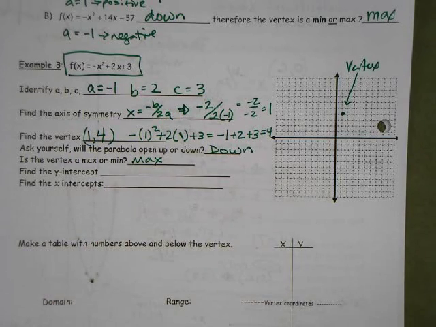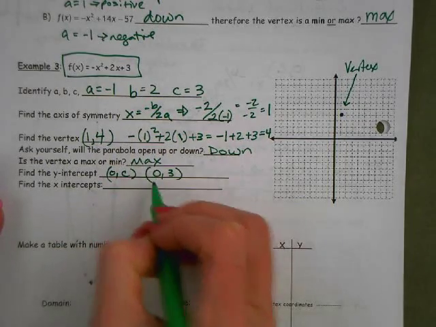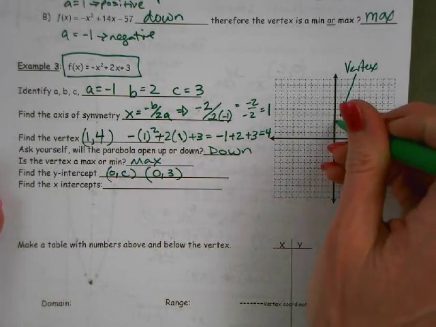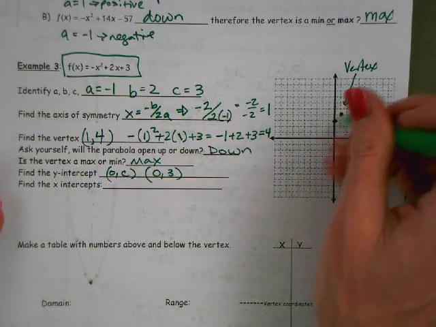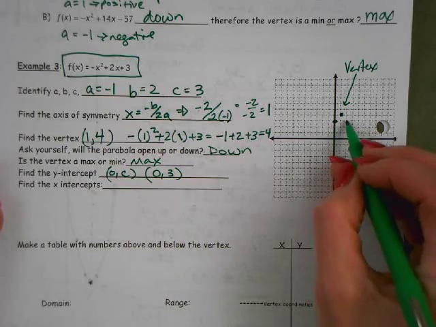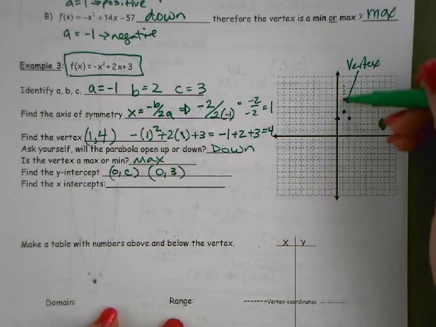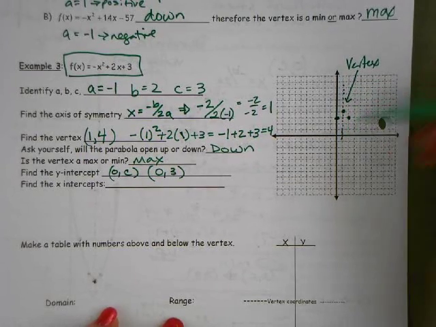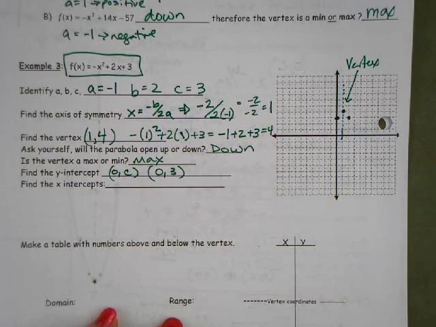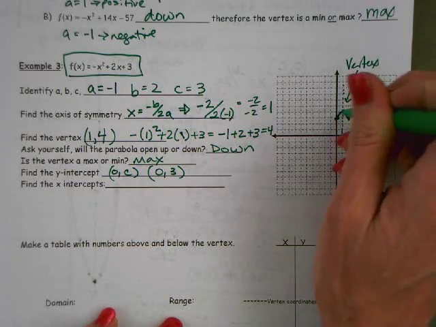Now I need to find the y-intercept. That's 0 comma 3, right? It's just 0 comma C. So I can go to 0 and up 3 and put that point there. Because I went over 1 and up 3, I could go on the other side over 1 and up 3 and put a point there, couldn't I? Because it's a mirror image, and this is the axis of symmetry. That's where it divides it in half. So whatever I do to one side, I can do to the other, and it's going to be the same. So I know my graph looks something like that so far. Does that make sense?